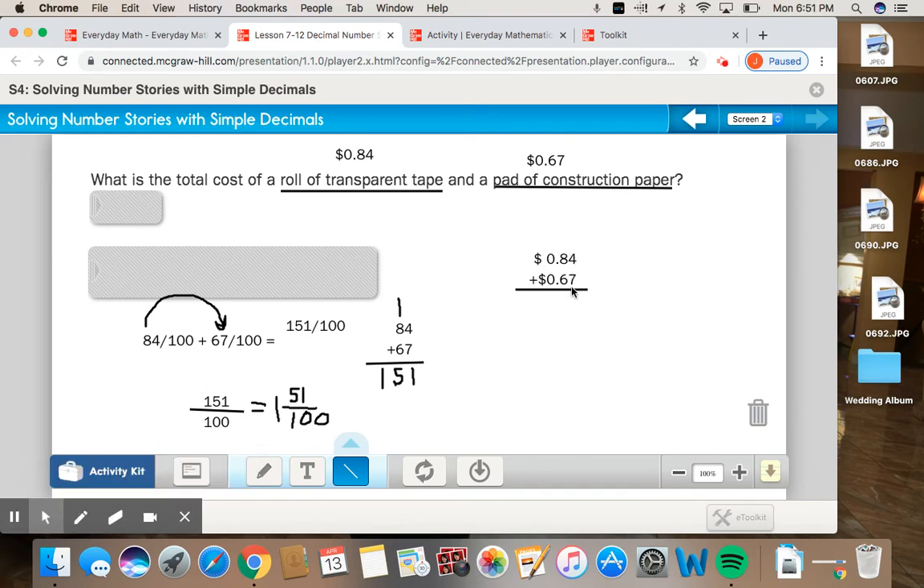Okay, I lined up my decimal points, and I have 4 plus 7 is 11. I have 9 plus 6 is 15. I'm going to make sure I put in my decimal point there. I'm going to regroup my 1. 1 plus 0 is 1, and I end up with $1.51.